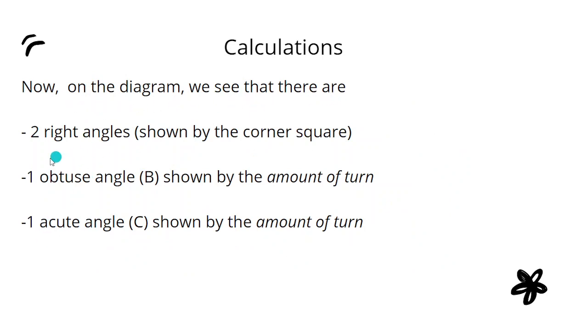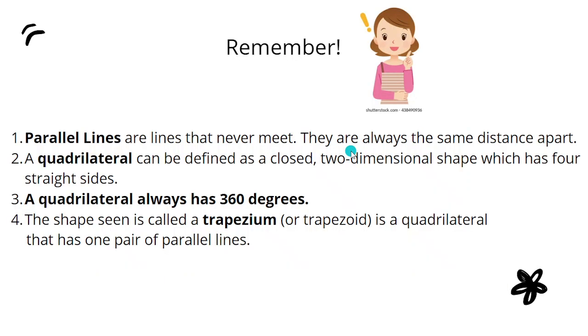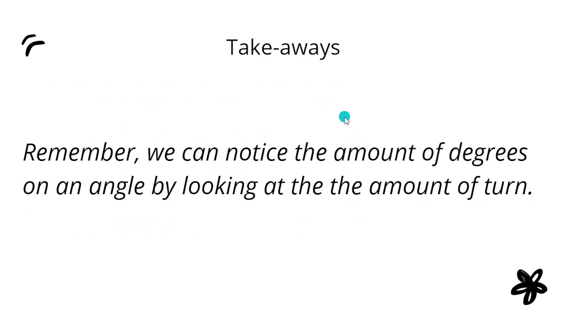So on the diagram, we see that there are two right angles shown by the corner square, one obtuse angle, which is B, shown by the amount of turn, and one acute angle, which is C, shown by the amount of turn. So the question is, which angle in the shape below is greater than a right angle? And we know that the answer will be B. B would be the answer, and that angle would be an obtuse. So take away from this, remember, we can notice the amount of degrees on an angle by looking at the amount of turn, the shape or how big the arc is between the angles.